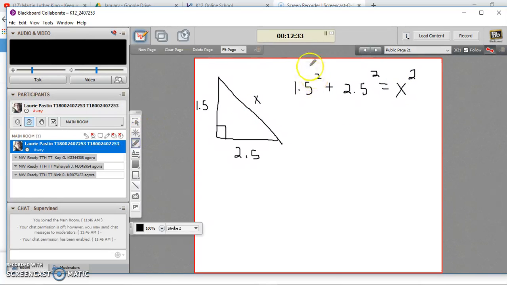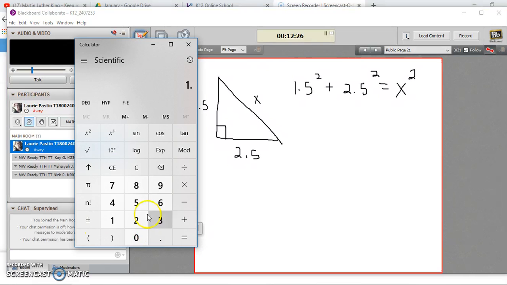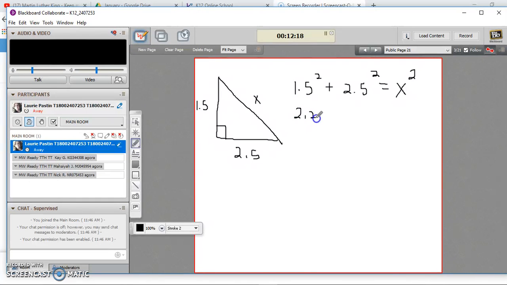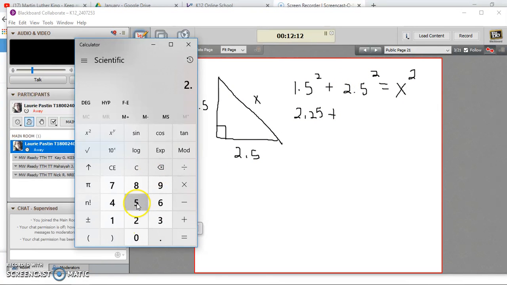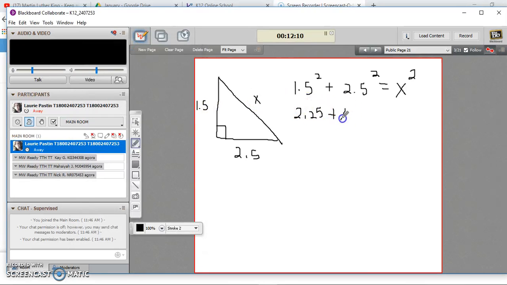That's the Pythagorean theorem, right? A squared plus b squared equals c squared. So I square 1.5. Don't take the square root. A lot of you guys have been taking the square root. Squaring means you do this button. So I have 2.25. And then I square 2.5. 6.25.